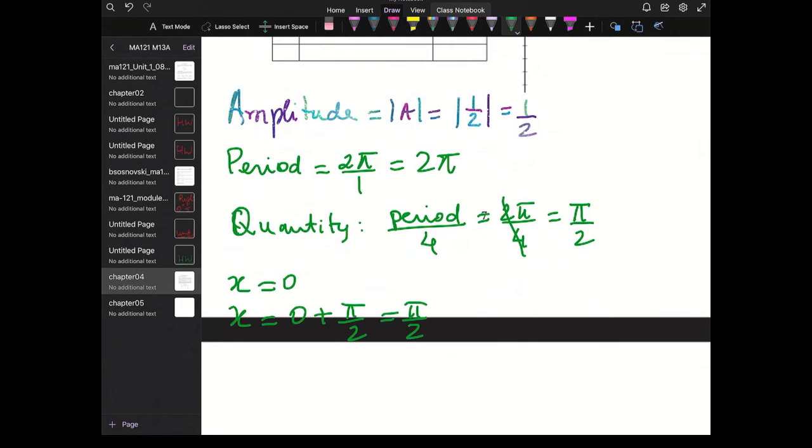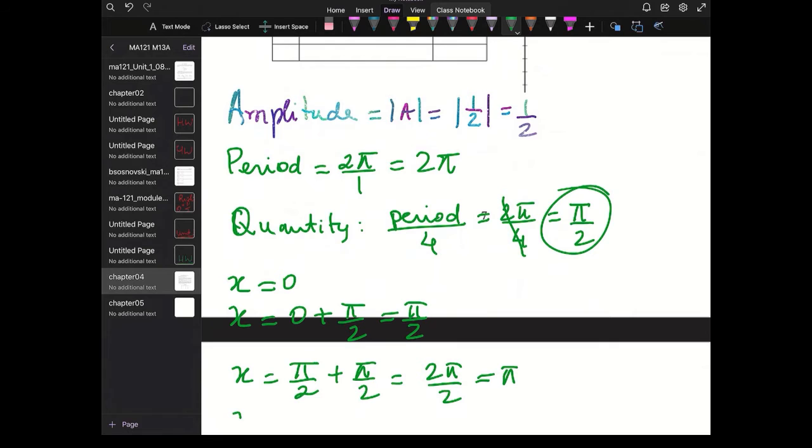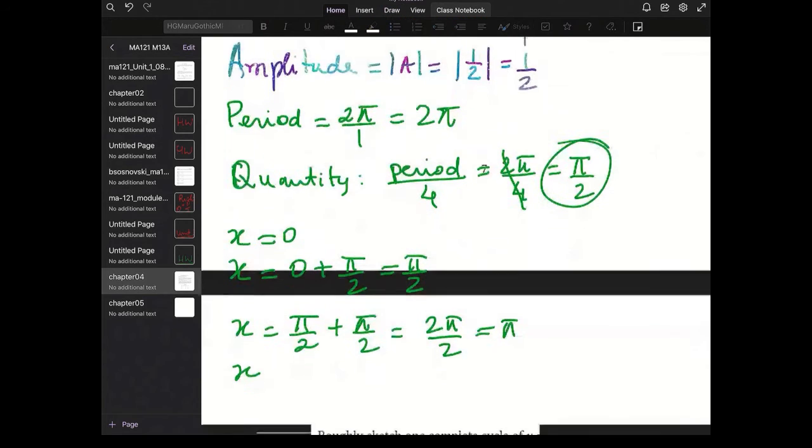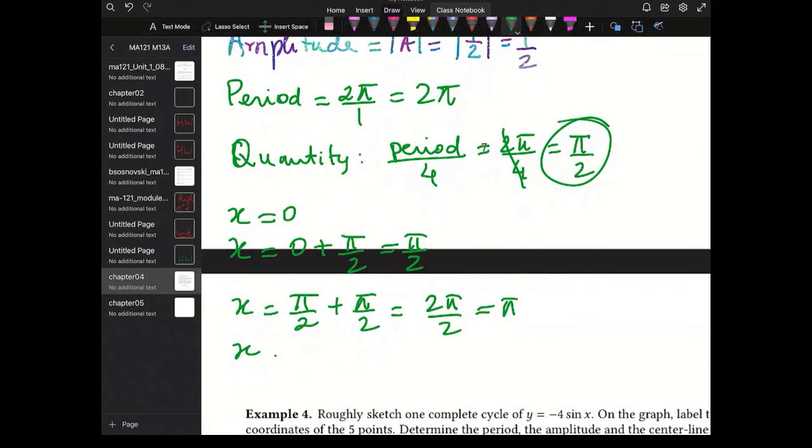So the next angle is also pi over 2. Now I'm at pi over 2, so I take the current one plus the quantity, and then I get 2 pi over 2, and that's pi. The next one is the current one, which is pi, plus the quantity. Finding the LCD and adding the fractions, you get 3 pi over 2.